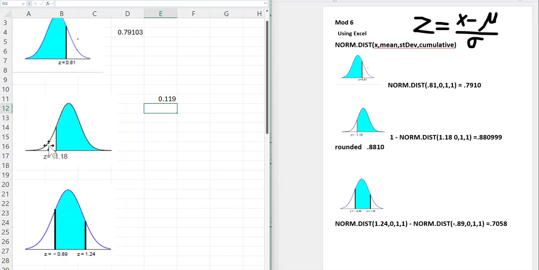So what does that tell me? It tells me that the formula only calculates to the left. It only calculates a value less than. It never will calculate a value greater than. So how can I adjust?